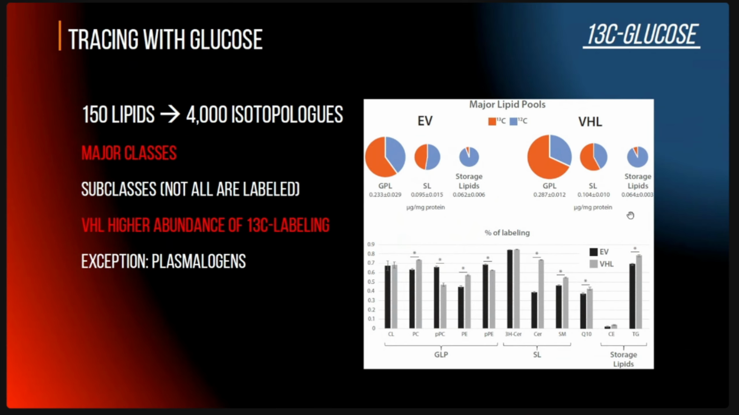And we initially identified the top 150 most abundant lipids, which turned out to be, in the end, 4,000 different isotopologues. So it introduced a very challenging quantification procedure, which we've done mostly manually. So it's a lot of work. And then with that, quantifying 4,000 lipid isotopologues, we came up with this distribution here.